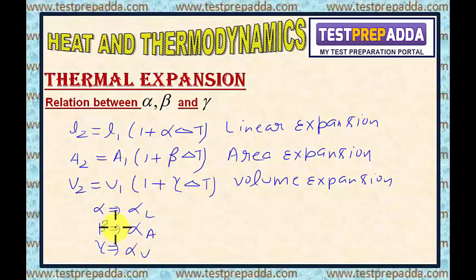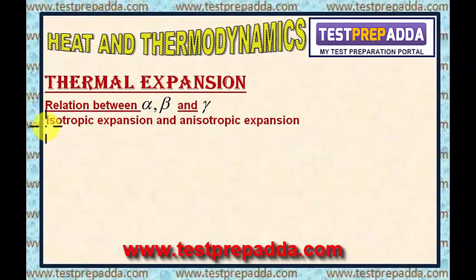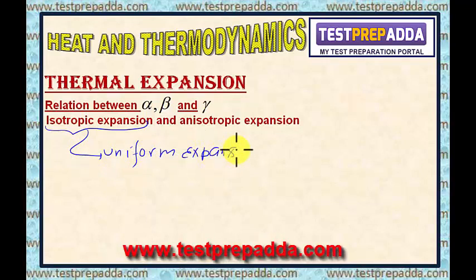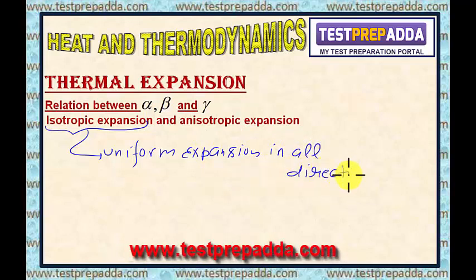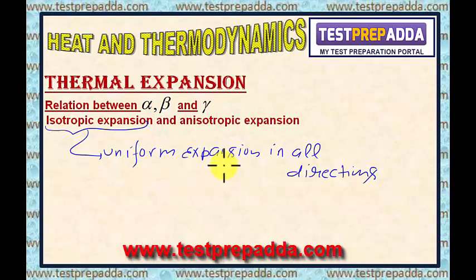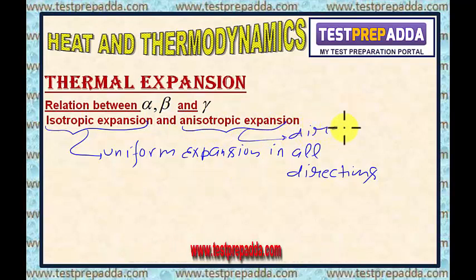But before I start the discussion of the relation, I would like to tell you about isotropic and anisotropic expansions. Dear students, isotropic expansion means uniform expansion in all directions. If we increase temperature, uniform expansion takes place in all directions. In anisotropic expansion, the expansion is direction dependent.